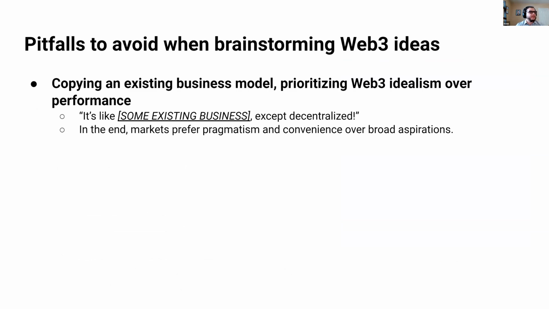Copying an existing business model, prioritizing Web3 idealism over performance. And I think we all know what this looks like. It's like Google except decentralized, or it's like, whatever, fill in the blank except decentralized. In the end, the market prefers pragmatism and convenience over broad aspirations, right? So you need to take things further than just copying something in a slightly more decentralized way and having decentralization be your selling point, because I think we've all seen it's been proven it's not the strongest selling point, especially for most audiences outside of Web3.